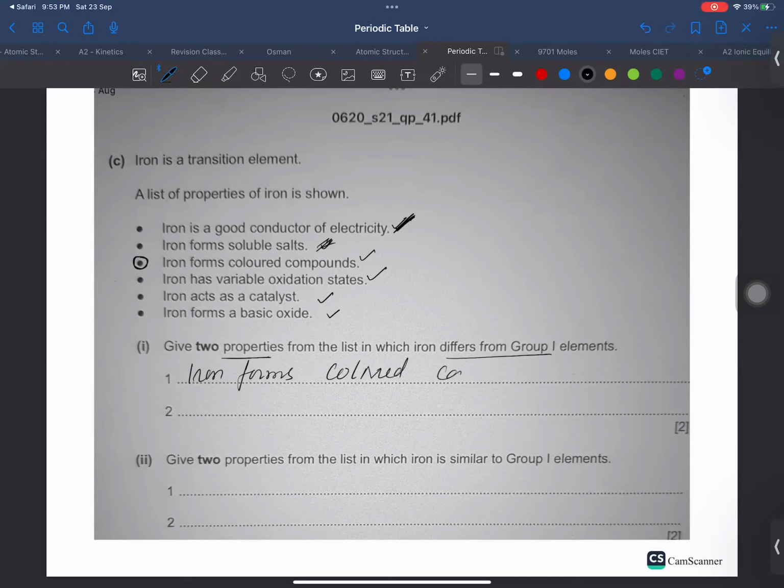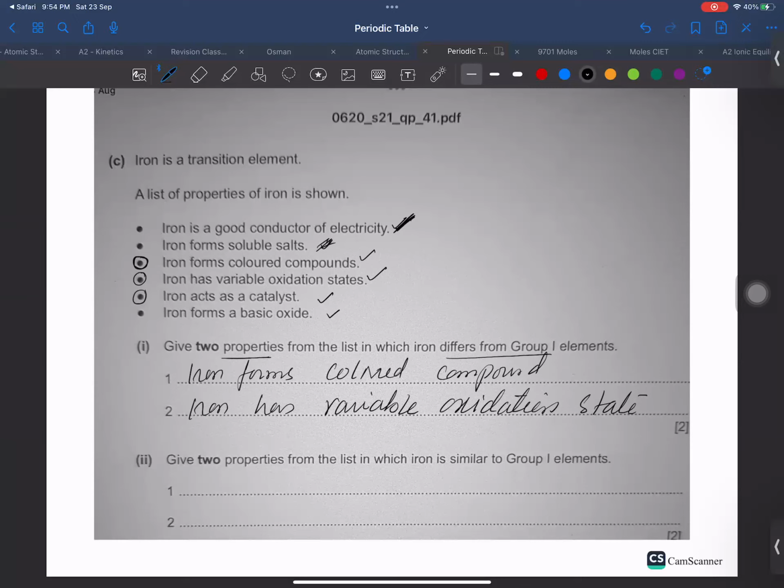पहला वाला जो जाएगा colored compound हो जाएगा. Second वाला क्या है? Iron has variable oxidation state. Variable oxidation states. This is also the specific chemical property of transition metal, right? Then in the second part, they are saying you have two properties. Catalyst वाला भी हो सकता था ना. Catalyst वाला भी हो सकता है, बिल्कुल ये भी हो सकता है.